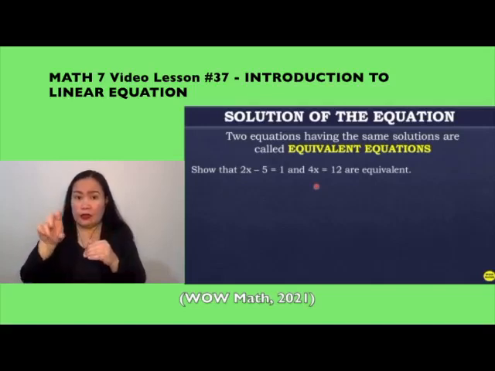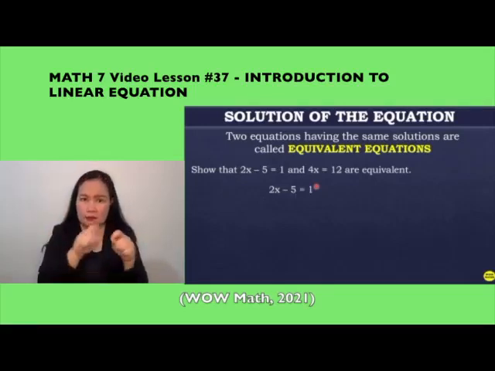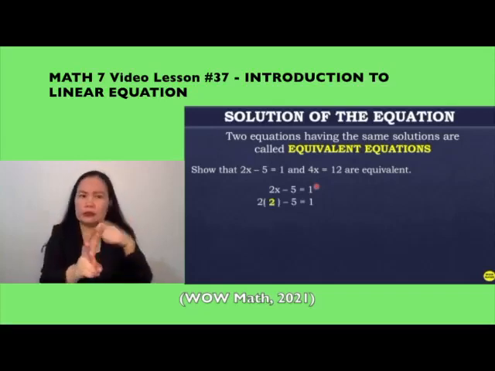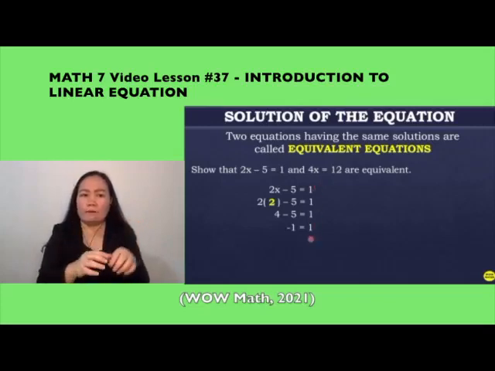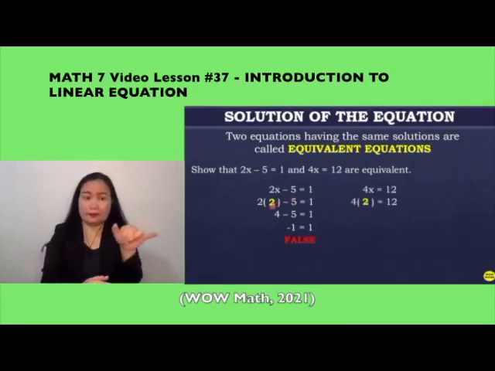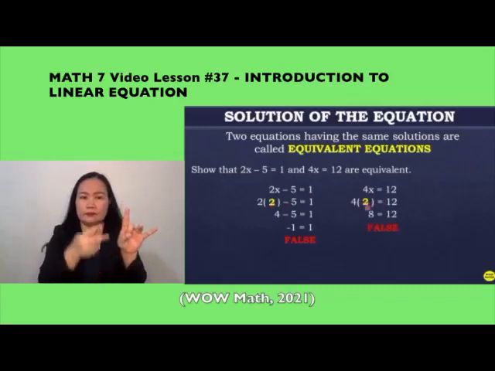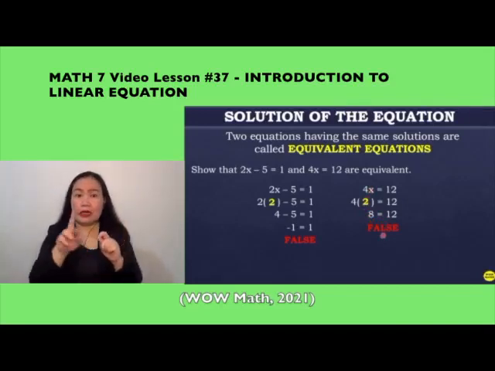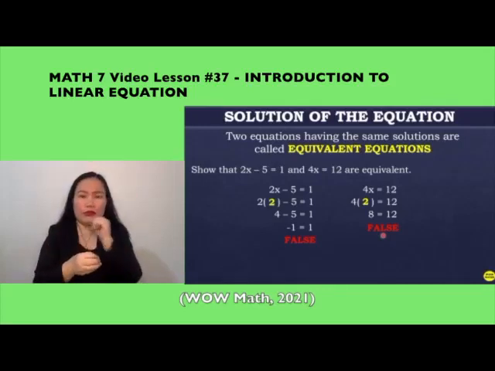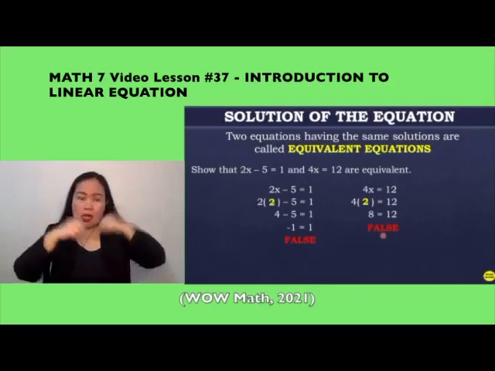Okay, so let's try. Mag-try tayo ng pwede nating i-substitute. Try natin si 2. Okay, so 2 times 2, that is 4 minus 5 is equal to 1. So that is negative 1 is equal to 1. So this is false. So syempre, yun din ang ilalagay natin. So, 4 times 2, this is 8. Substitute natin si 2. So, 8 is equal to 12. This is also false. Okay? So, nag-try lang tayo, no? Random lang. So, since lumabas na false, ibig sabihin, hindi yan ang solutions nila. So, kailangan hanapin natin yung solution na mag-true sa kanilang dalawa.